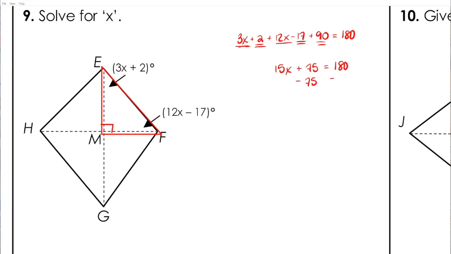Subtract 75. So 15x is 105. And then divide by 15. So x is, of course, 7.